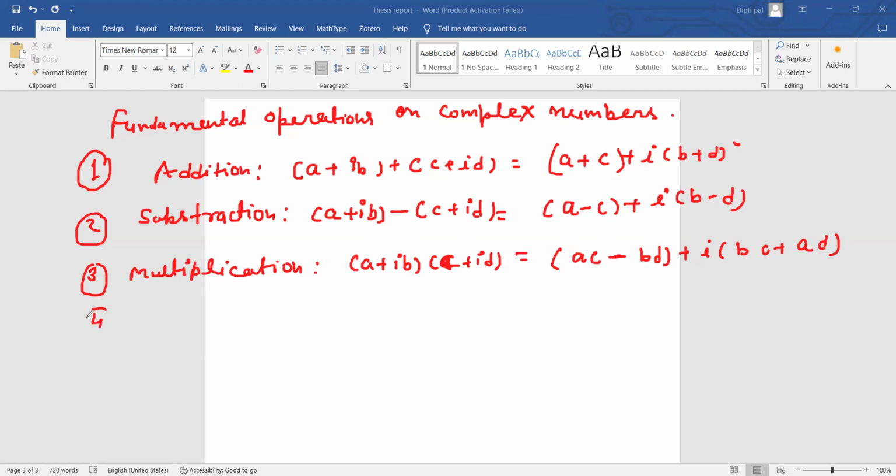The fourth one, division. a plus ib upon c plus id.